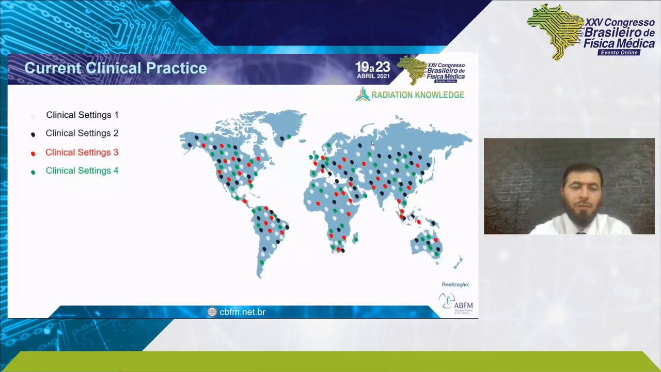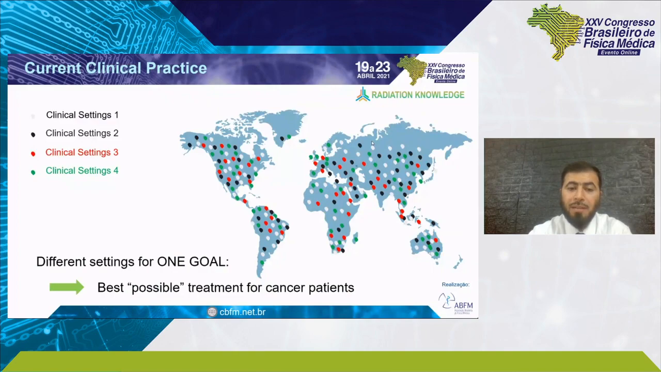So in the beginning, if we look at the current clinical practice worldwide, we will have different departments in the world that have different clinical settings, different linear accelerator and TPS combinations, different physicists. Many centers will have different clinical settings, but all of them will have only one goal, which is to deliver the best possible treatment for cancer patients.